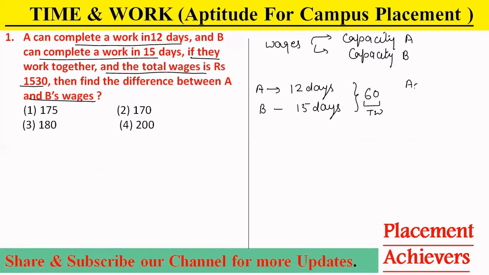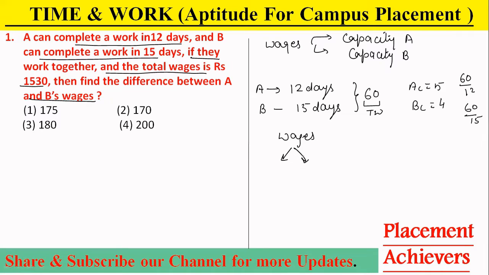It means the capacity of A is equal to 5. Similarly, the capacity of B is equal to 4. Is it okay, guys? Now, as we all know, the wages are distributed according to their capacity. So here we can see wages will be distributed according to the ratio of their capacity, which is 5:4.